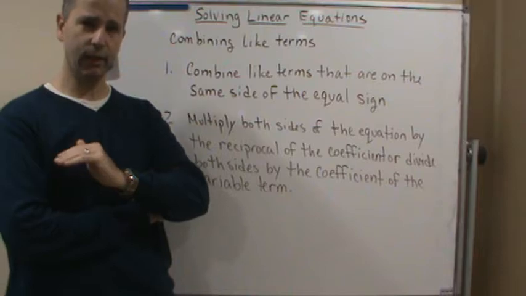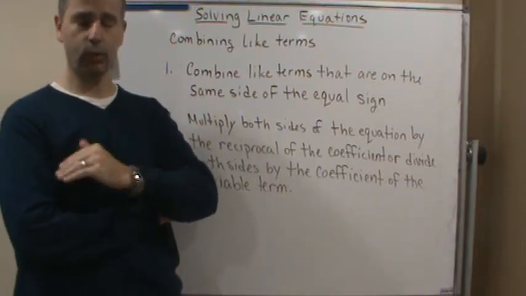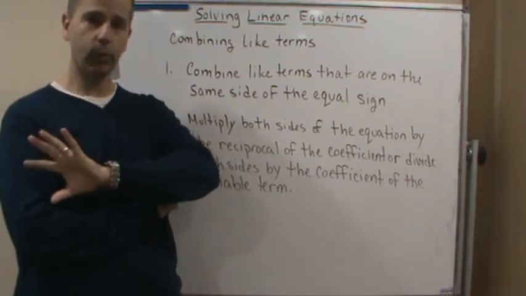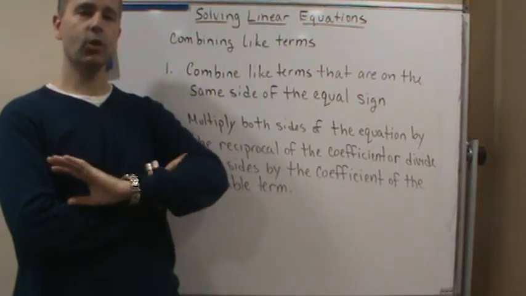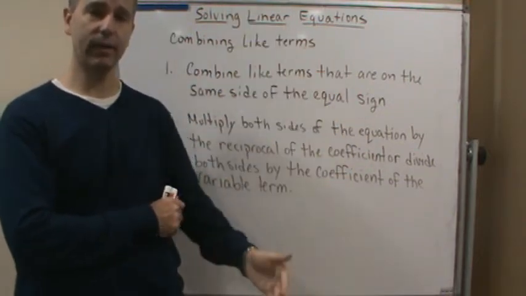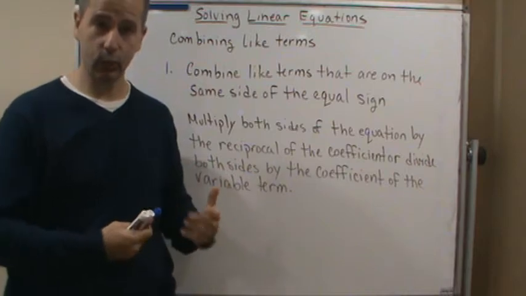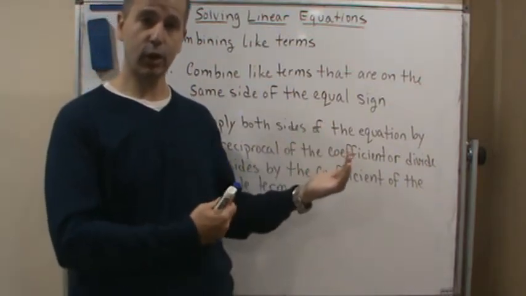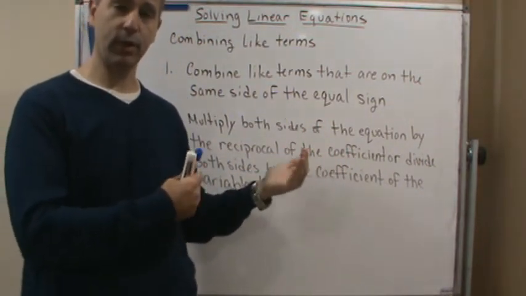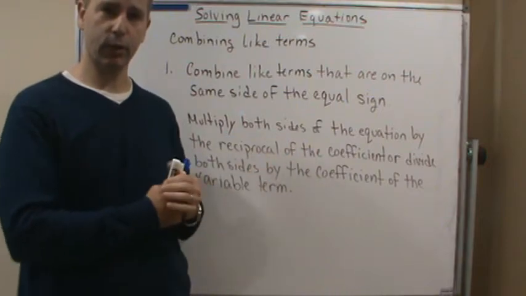So if we're isolating the x variable, or whatever the variable may be, remember we're moving everything to one side. Once we move everything to one side, there may be, and most likely will be, like terms on that one side. So then you want to make sure you combine those, okay?